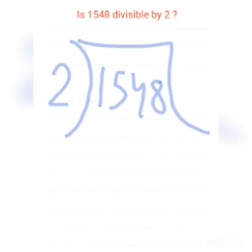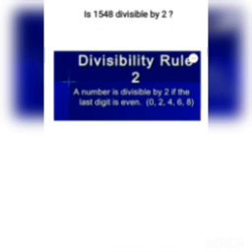But 1548 is a big number. If I actually try to divide it, it will take a lot of my time. So is there a simpler way to find out? Let us see. For that we have the divisibility rule for 2. That is, a number is divisible by 2 if the last digit is even: 2, 0, 4, 6 or 8. So this means I do not need to divide this entire number by 2.